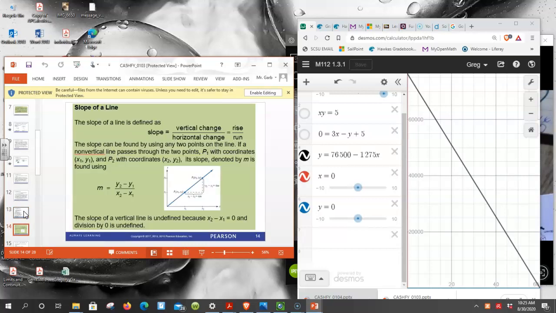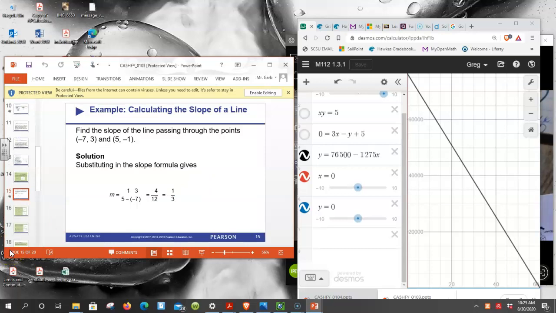Now we're talking about slope, which is a rate of change, okay? They say rise and run, I do not. So we're going to say vertical change over horizontal change. It's like a staircase, like steps. So it's vertical change over horizontal change. That's the way you want to remember it.